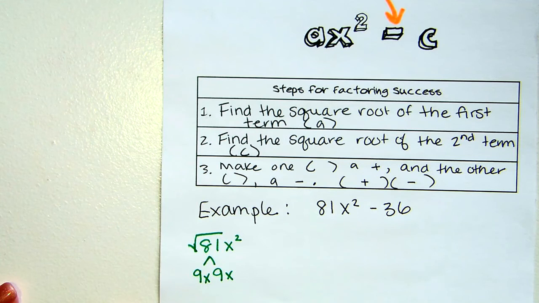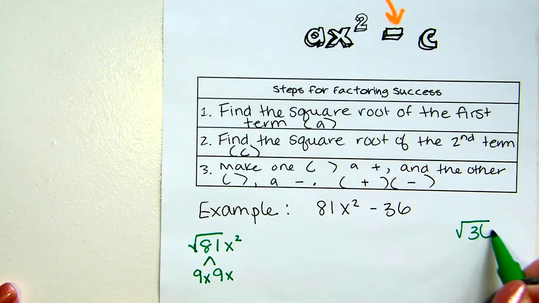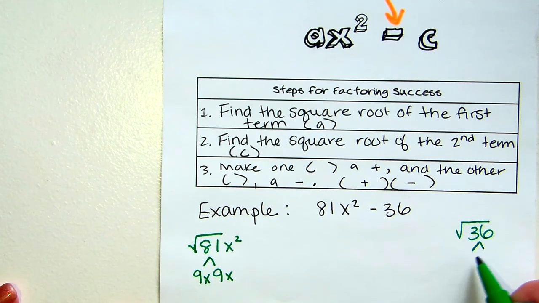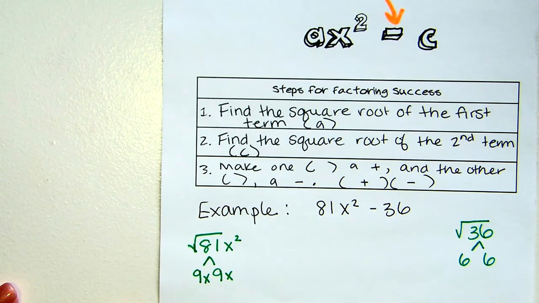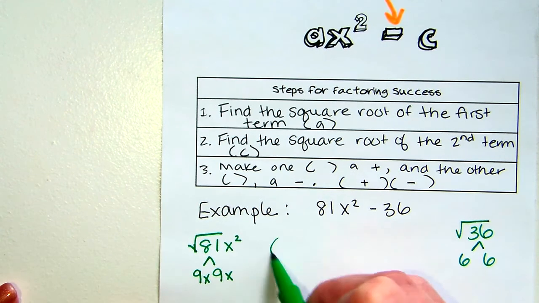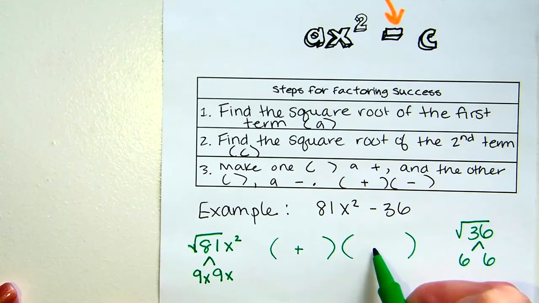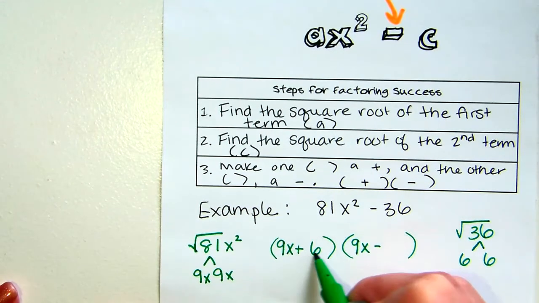Now, my square root of 36 happens to be 6. So I get 6 and 6. What that means now is that in my parentheses, once again, one of them is positive, the other is negative. I'm going to have 9x at the beginning of each one, and I'm going to have a 6 at the end of each one.